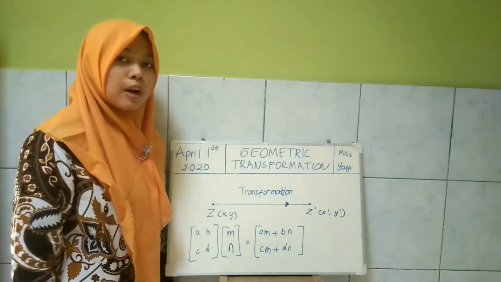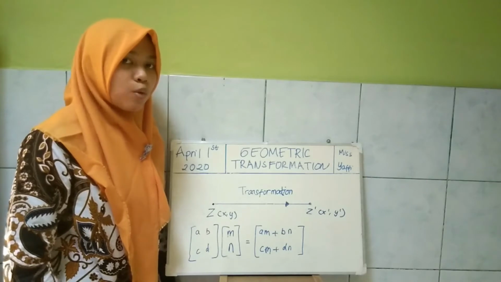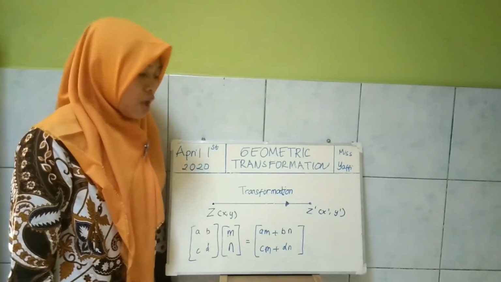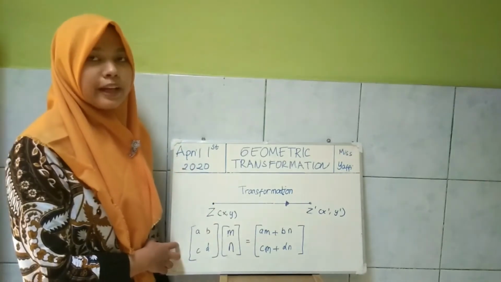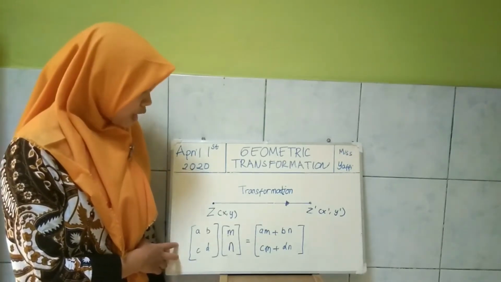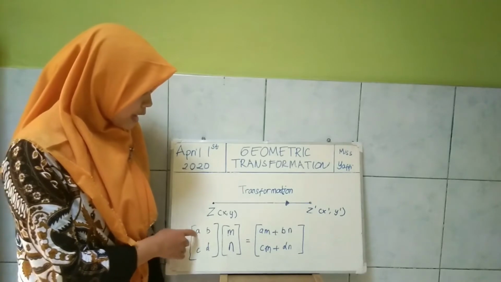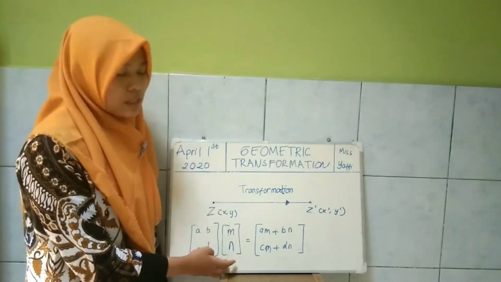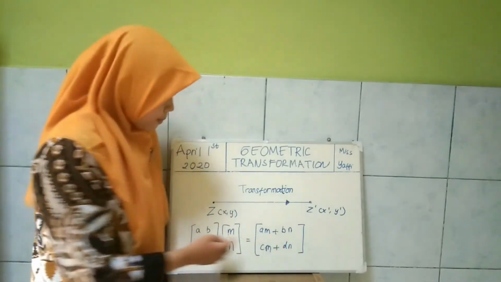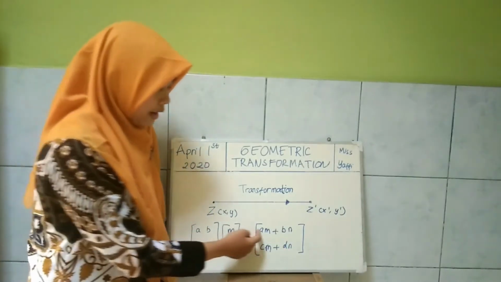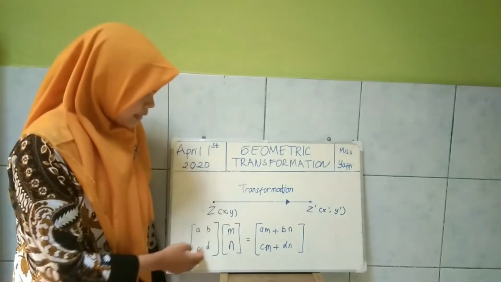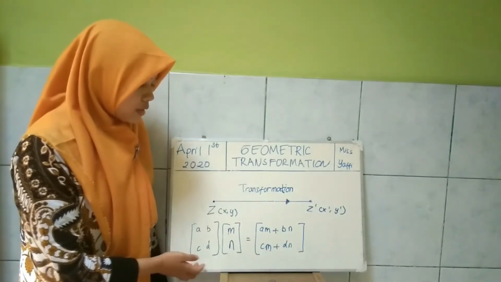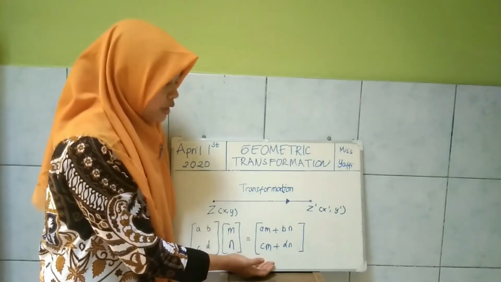Do you still remember about matrix? Multiplication between two matrices? No? Okay, we recall a little bit about multiplication between two matrices. If we have a multiplication of matrix A, B, C, D and matrix M, N, this multiplication is equal to this matrix: AM plus BN, like this one, CM plus DN, this one. So this multiplication is equal to this matrix.